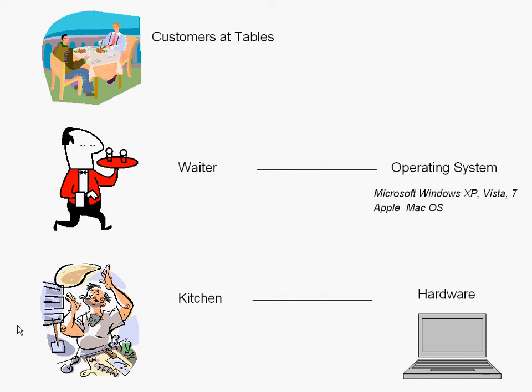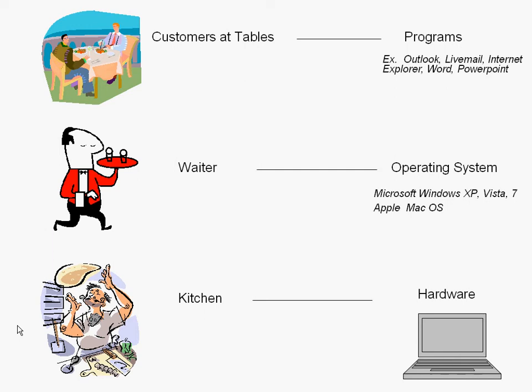And then customers at the tables, well, these are like programs, and there's zillions of programs. But common ones are like Outlook, Live Mail. These are used for reading email. Then we have programs like Internet Explorer for browsing the web. We have programs like Word for writing documents and PowerPoint for making presentations, like I'm using right now. So, in any case, this is the analogy.